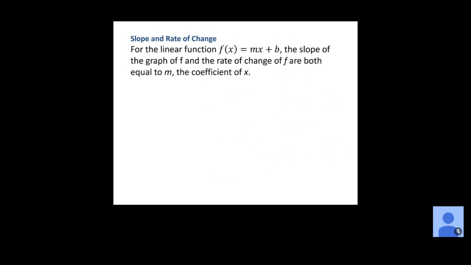All right, slopes and rates of change. Okay, so for the linear function f of x equals mx plus b, the slope of the graph of f and the rate of change of f are both m. In other words, the terms slope and rate of change are interchangeable. If I say rate of change, I'm referring to the slope, and if I talk about slope, I'm referring to the rate of change, right? Those two things mean the same thing.